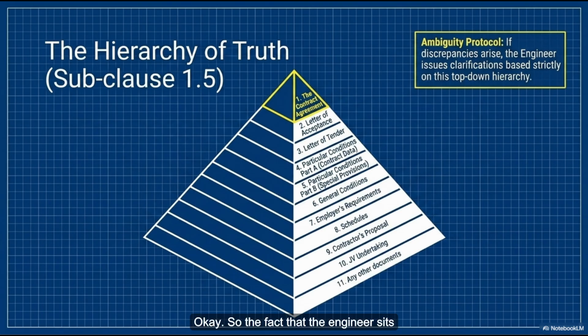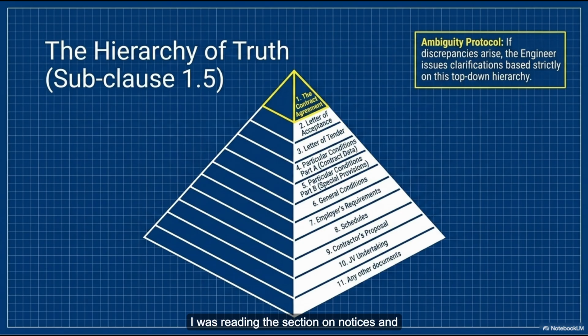Okay, so the fact that the engineer sits right in the middle of this high-stakes pressure cooker, that really explains the absurdly rigid communication rules laid out later in Clause 1. Oh, the rules are intense. You can't just have informal chats when a ruling might cost someone $50 million. No, the rules of communication are basically the armor that protects that neutrality.